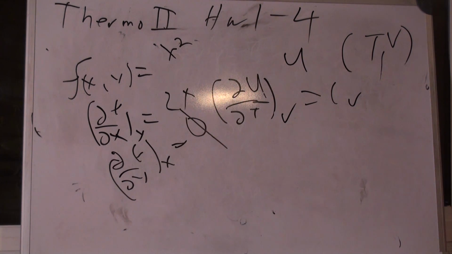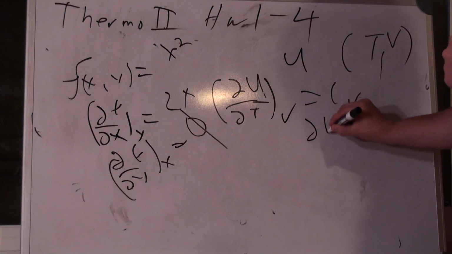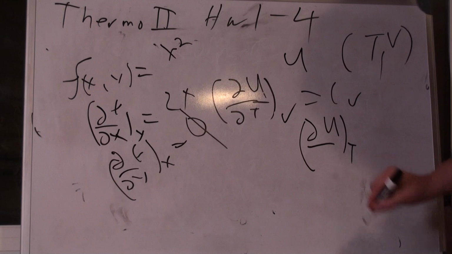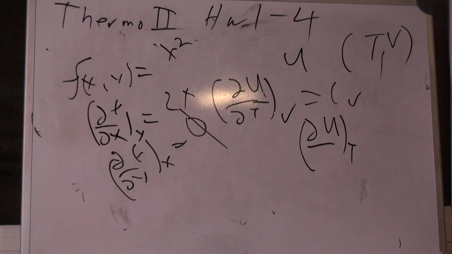But if I kept T constant, how would U change? Assuming it only can change with T. It wouldn't. And what does wouldn't mean? What are the words for wouldn't?